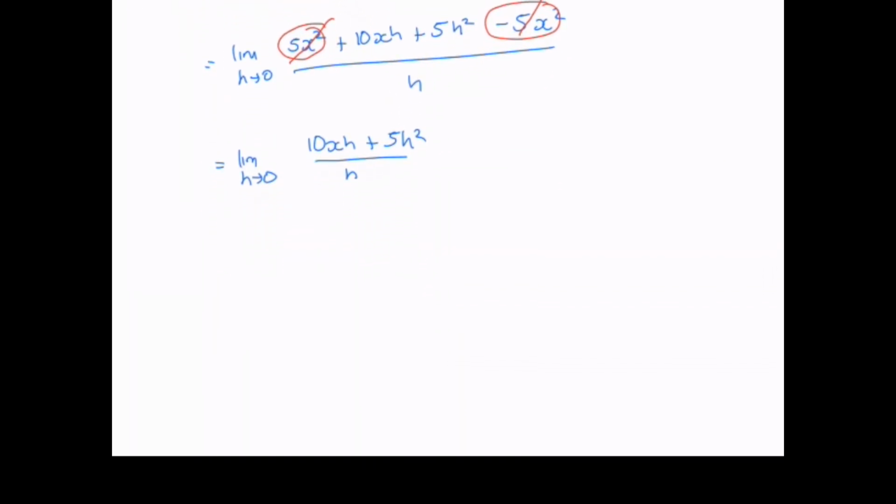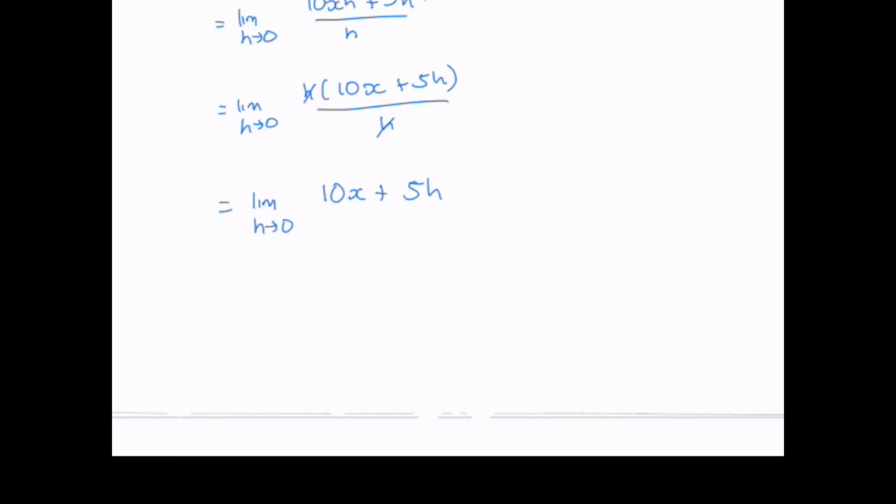We can now factorize the top, taking out h as a common factor. So our derivative as h approaches 0 is h(10x plus 5h) over h, and these two h's cancel. So our derivative as h approaches 0 is 10x plus 5h. And because h approaches 0, this term effectively becomes 0 because 5 times 0 is 0. So our derivative dy by dx is 10x using first principles.